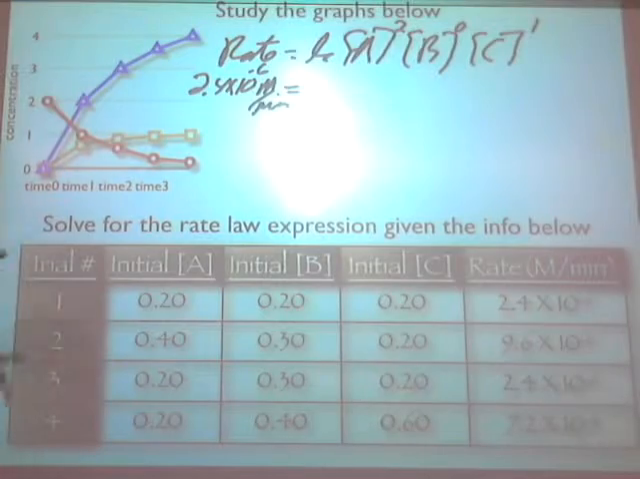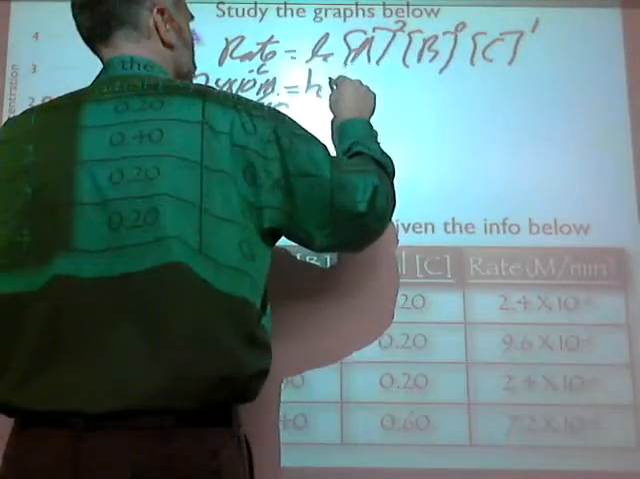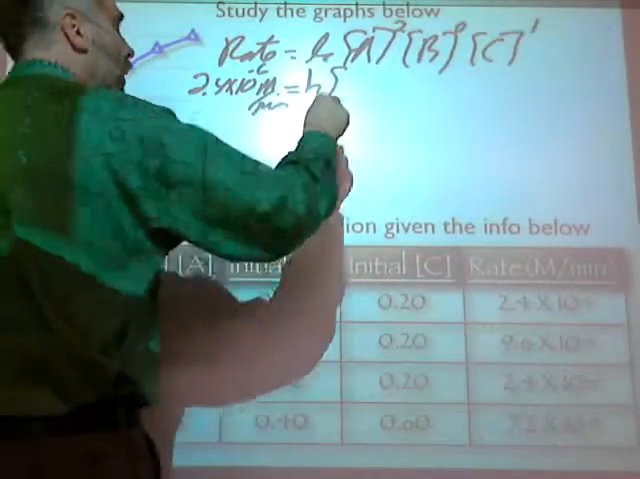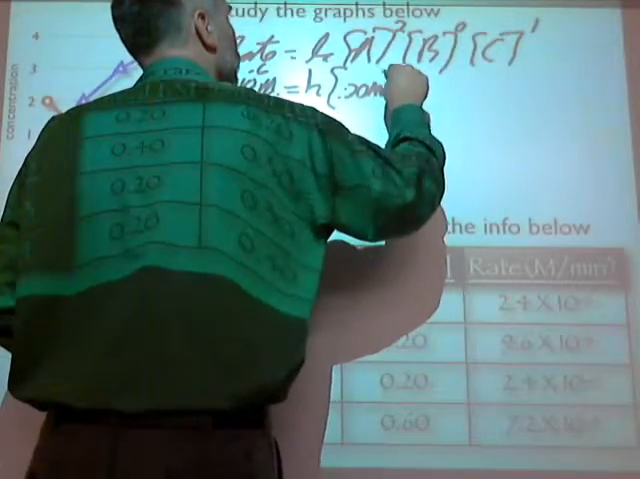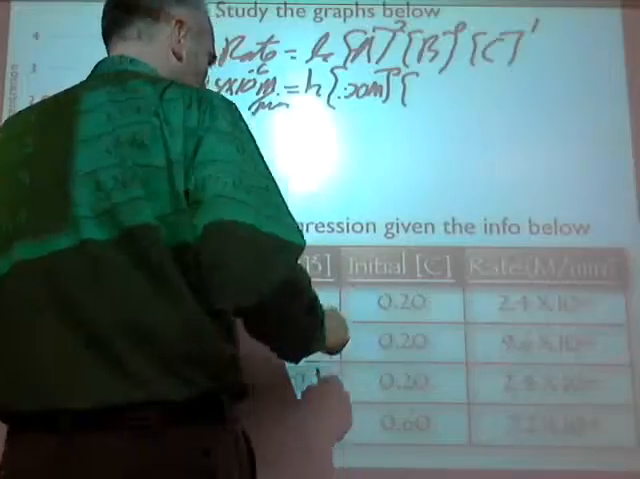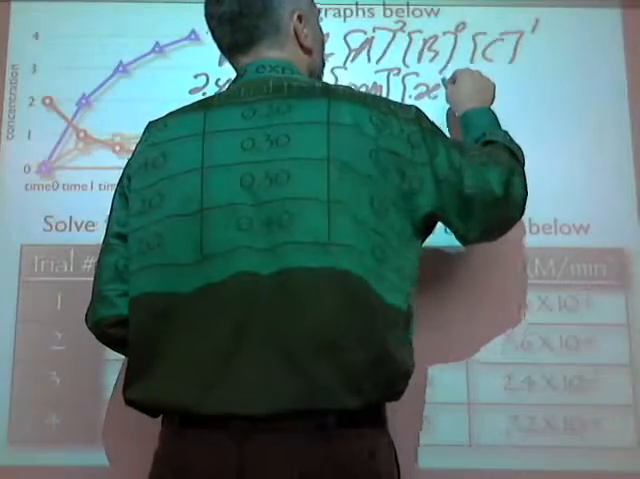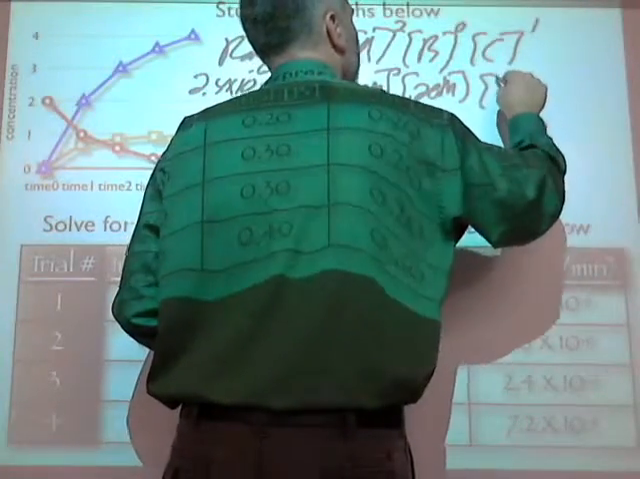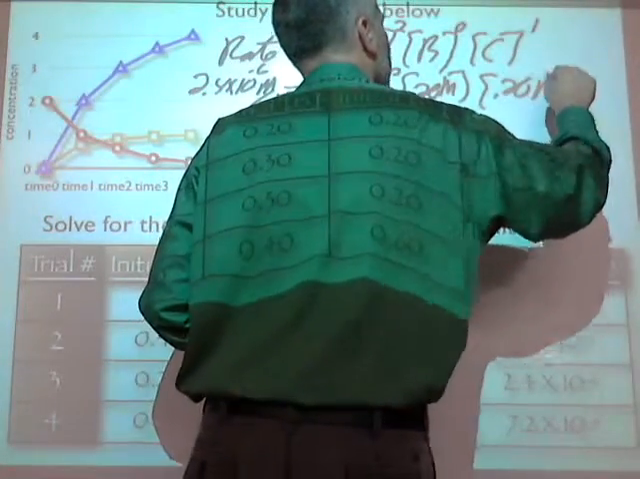equals K times, all of these are 0.20, so 0.20 molar squared times 0.20 molar times 0.20 molar to the first power.